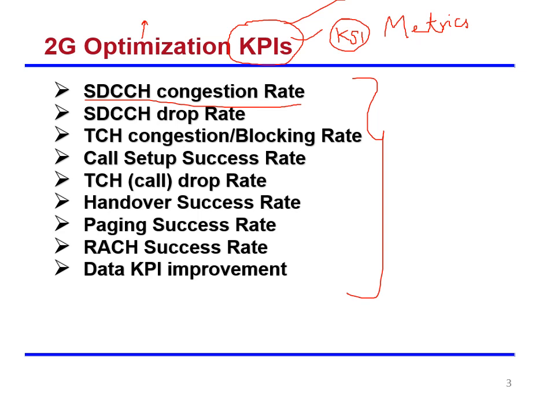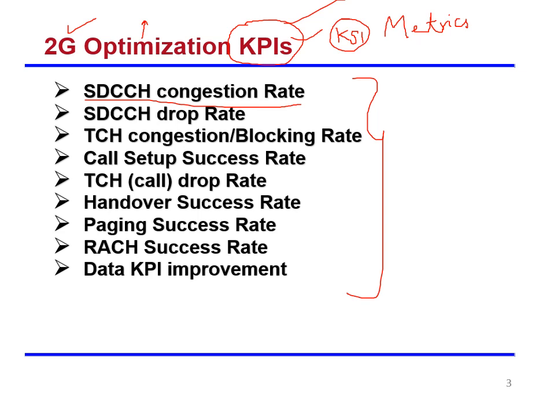So these are called KPIs. These KPIs, which are also called key success factors, you can also call them metrics, these performance metrics. As far as 2G is concerned, these are the different KPIs, and we will see all these KPIs one by one. Coming to the first KPI, all these KPIs, as I told you, are very important to maintain the performance of the network.